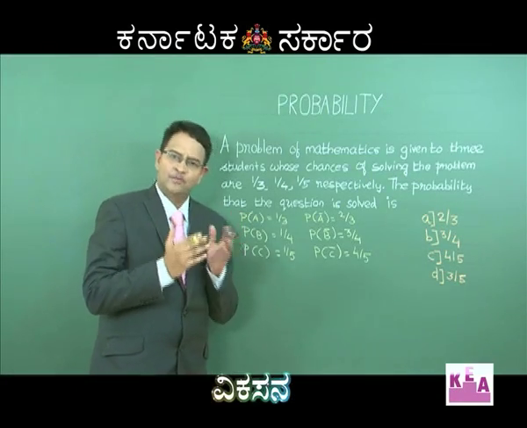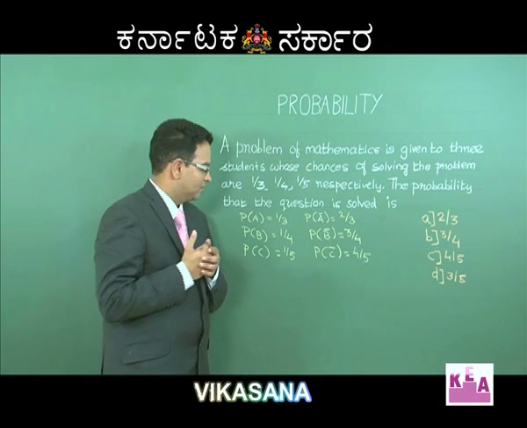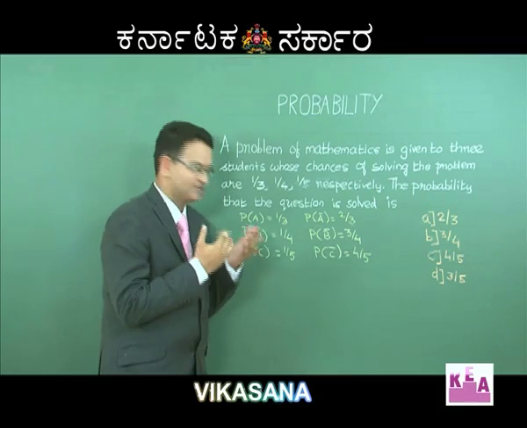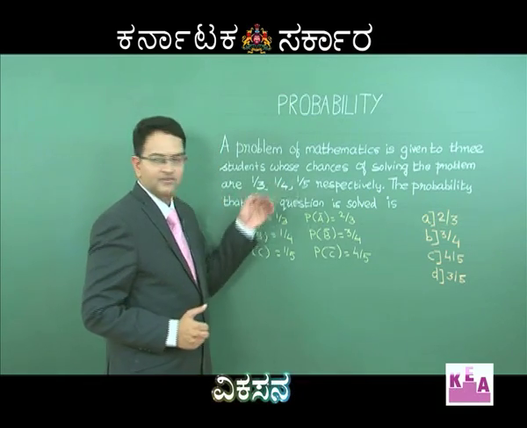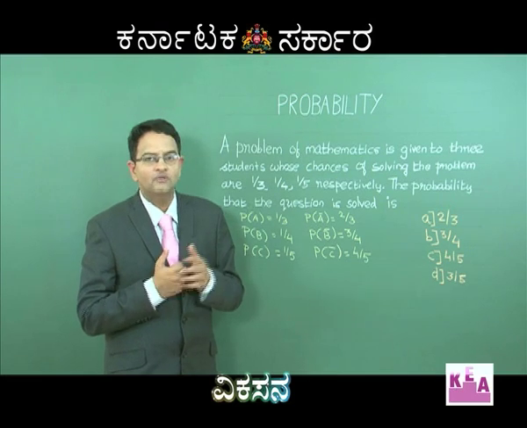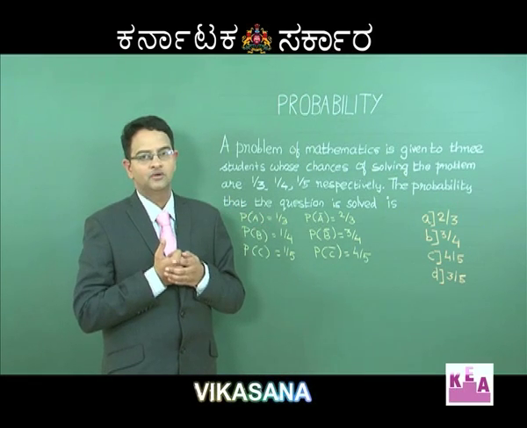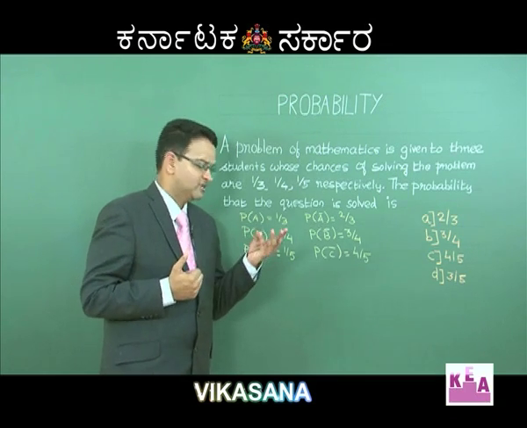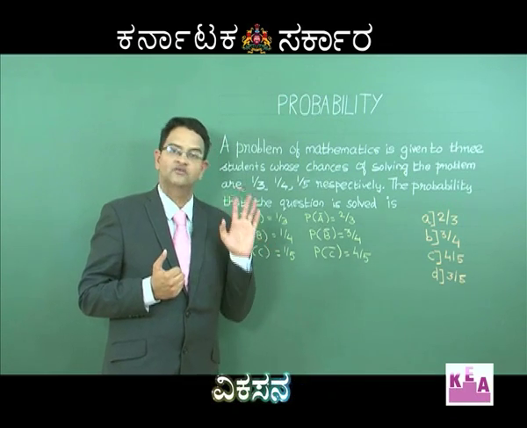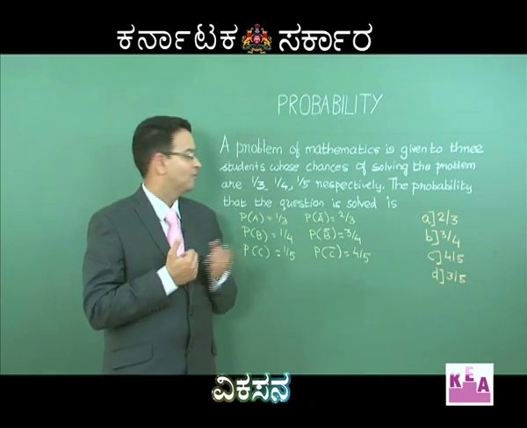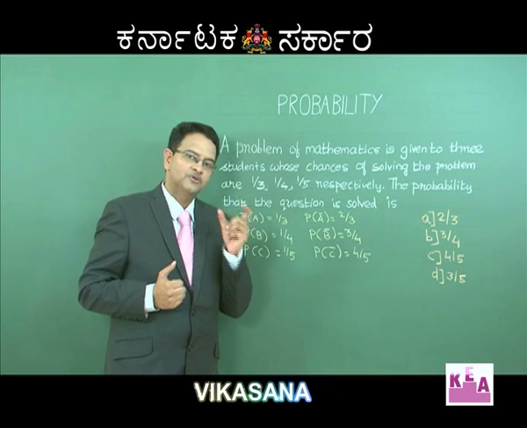Now there are again 2 approaches to solving this problem. Usually in 12th standard, the approach that we take is, first we understand the question, the probability that the question is solved. What do we want? We want the question to be solved, which means we are not bothered who is solving the problem. Whether A solves it or B solves it or C solves it is not a concern. The problem must be solved. So what is that quantity which we need to find?